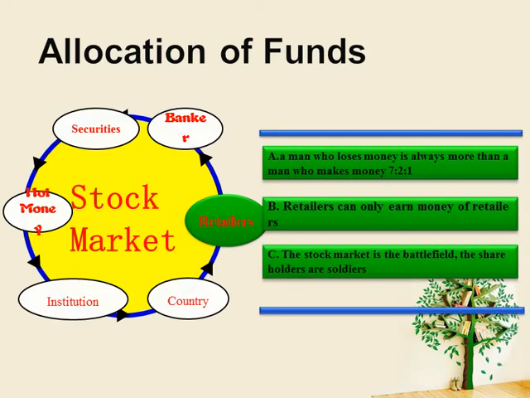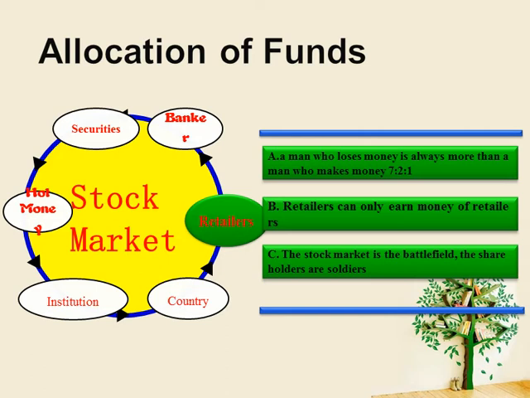In the stock market, we can see here why the stock market can operate. Because you can see they have so many funds. The first one is securities. The next one is bankers, then retailers, then country, the institution, and the hot money. So the stock market has so many funds. Then we can see the first one.